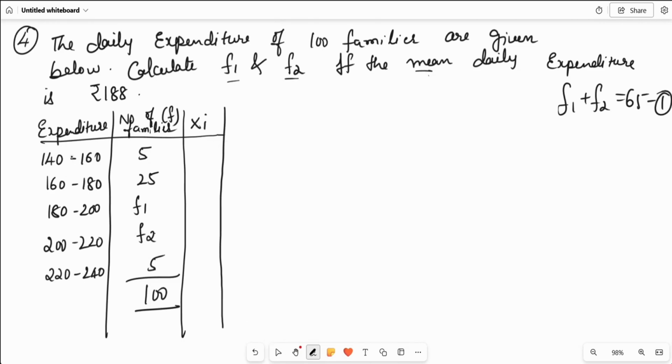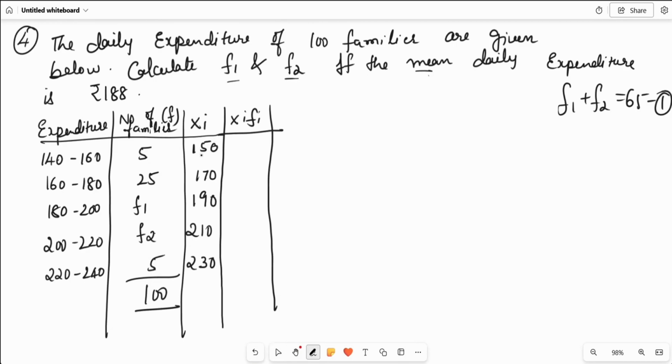So xi will be what? 140 plus 160 by 2. That is 150 you will get, the in-between number. Here it is 170, 190, 210, 230. This is the xi value. Okay, direct mean method only we will use here. Xi we got. Then we have xi into fi.